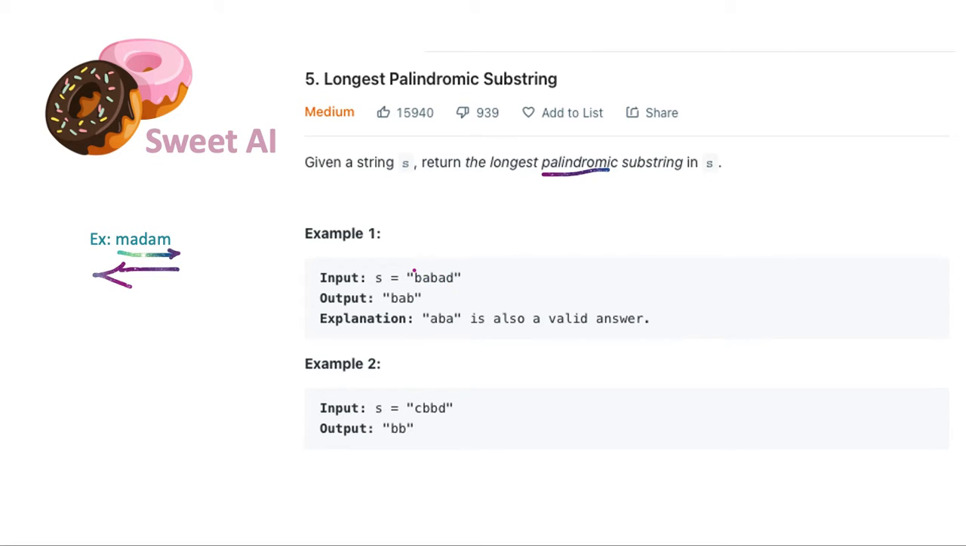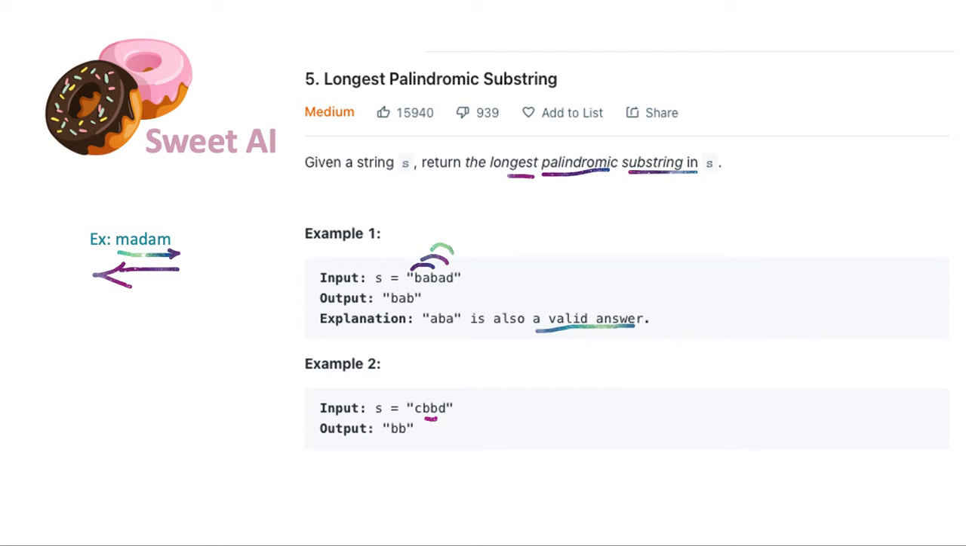We are looking for a substring, the longest substring that's palindromic, something like BAB or ABA, right? And BAD is not palindromic, so that's not the case. And we can either return BAB or ABA. We are looking for just one valid answer, which is the longest palindromic substring. And for this case, for example, we are going to return BB.